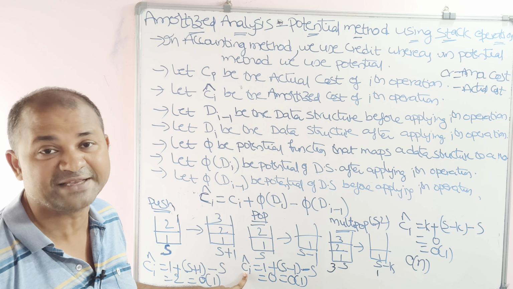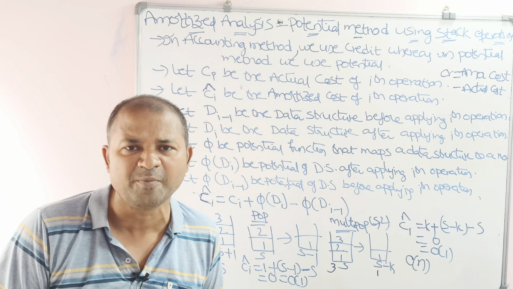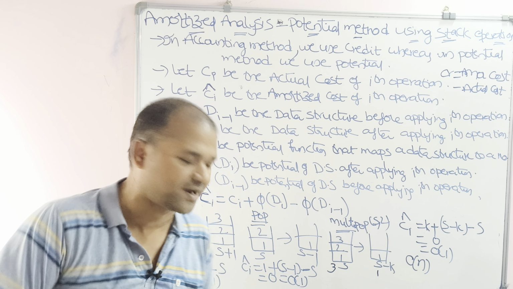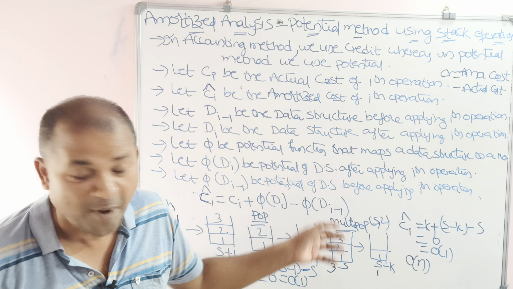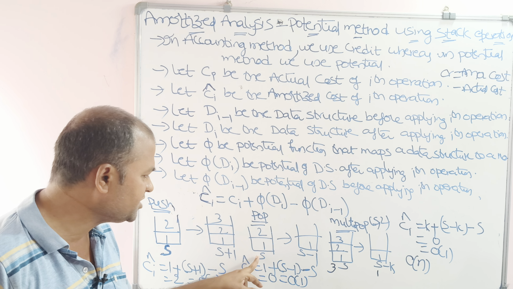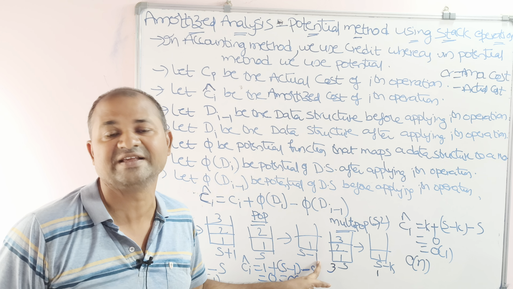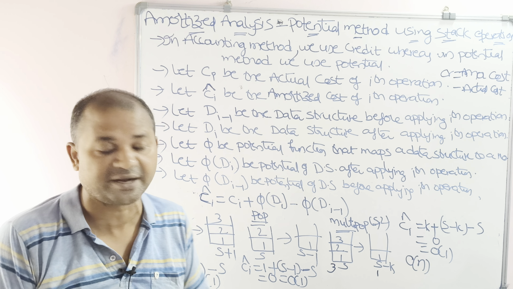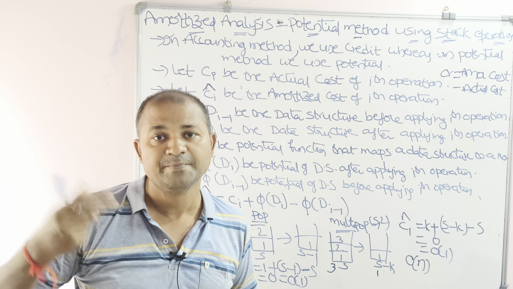So let us calculate the amortized cost. Amortized cost equals actual cost plus the change in potential. So what is the actual cost of the pop operation? 1. Why? Because we are popping, we are deleting one element from the stack. So 1 plus, what is the state of the data structure after applying the pop operation? s minus 1. s minus 1 minus, before applying the pop operation, the stack will contain s elements. So the 1 will be cancelled and the s's will be cancelled. So that is equal to 0. So 0 is nothing but a constant number, so we can say that the amortized cost for the pop operation is order of 1, big O of 1.